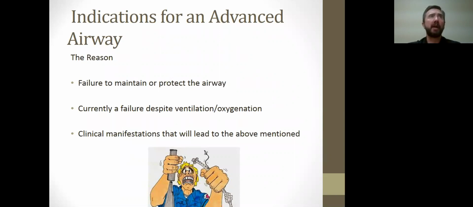Okay. Well, we have a current failure despite ventilation and oxygenation, and you have to remember that ventilation and oxygenation are 2 different concepts, and we'll discuss that in a later presentation. Sometimes an airway is placed to facilitate ventilation and oxygenation rather than simply to protect the airway. For example, maybe a patient with chest trauma. They may oxygenate poorly due to the chest wall movement being limited, and of course the alveolar dysfunction that may be present as well. And then of course clinical manifestations that will lead to the above mentioned in this slide here.